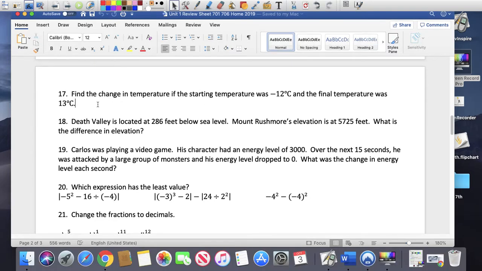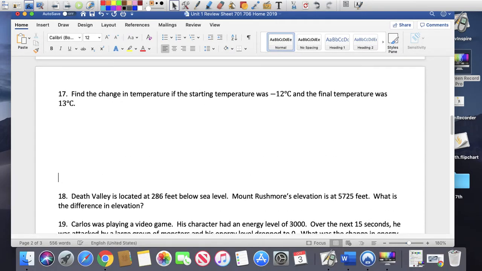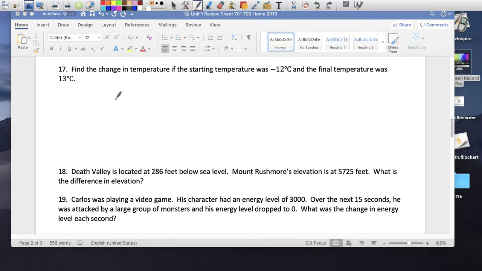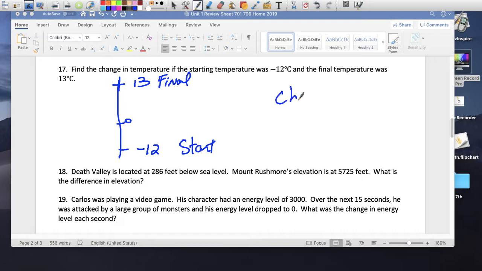Okay, find a change in temperature. Careful here. Again, draw out a thermometer just to give you an idea. The starting temperature, here's 0, was negative 12, and the final temperature was over here at 13. Again, I'm going to write start here and final here. If you remember that to find the change is final minus start, that's great. So final is 13 minus, what did I begin with?